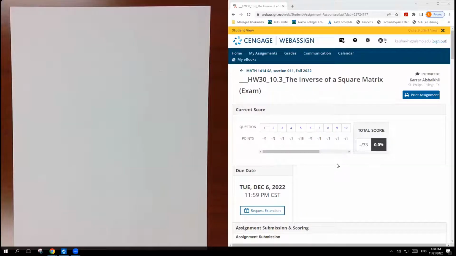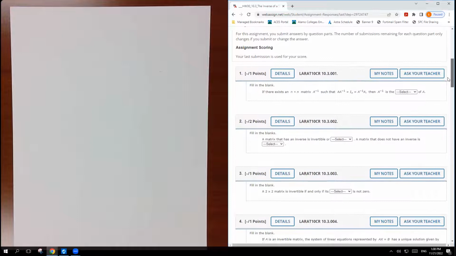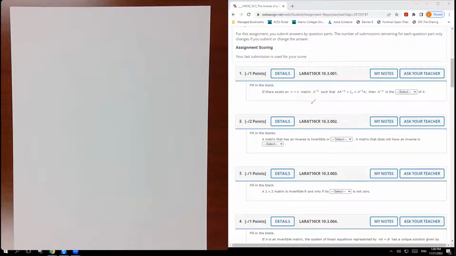Let's start with section 10.3, the inverse of the square matrix. So I'm going to start with the first question. It says if there is an n times n matrix, A to the -1, this is the inverse for the matrix. This is really important. And every time A times the inverse is going to be the identity matrix, then A inverse is the inverse of the matrix. That's it for this example.